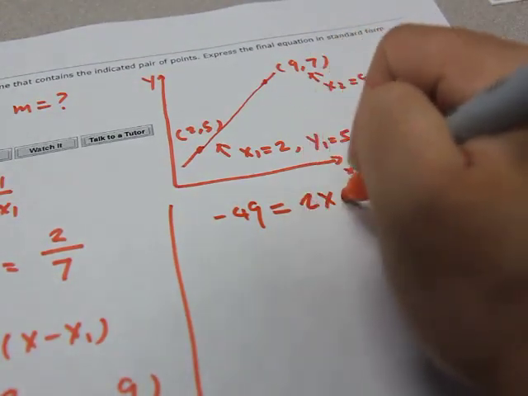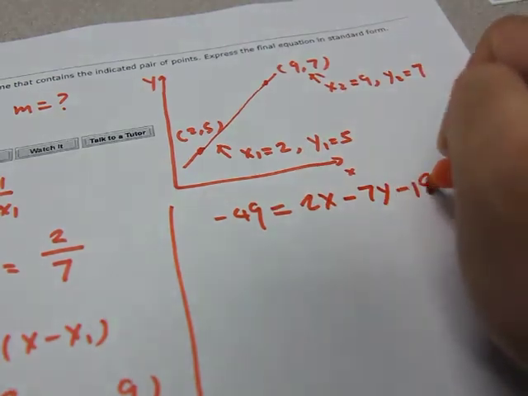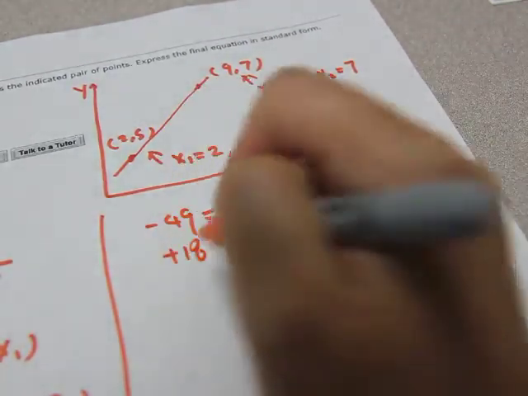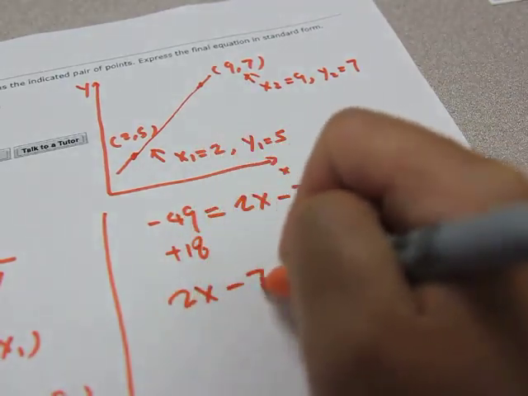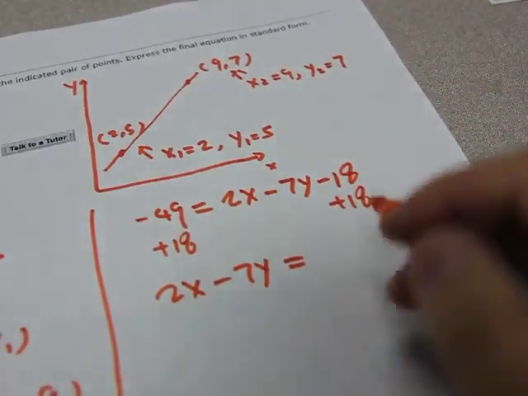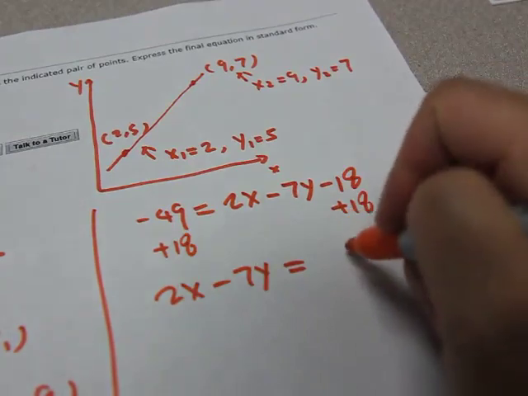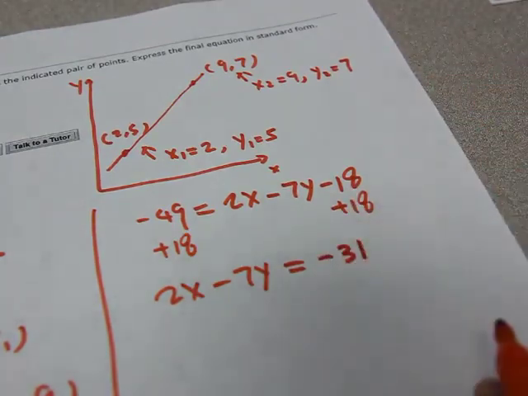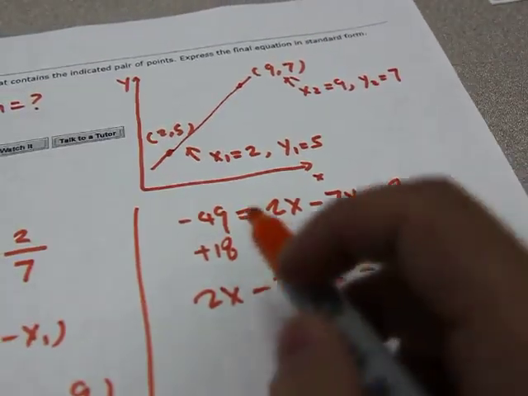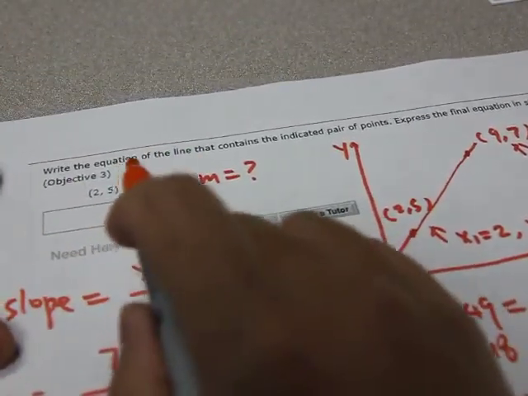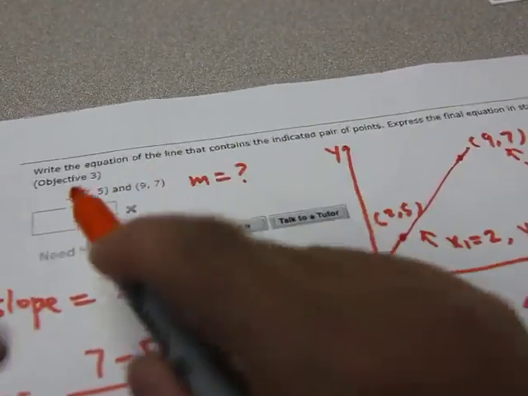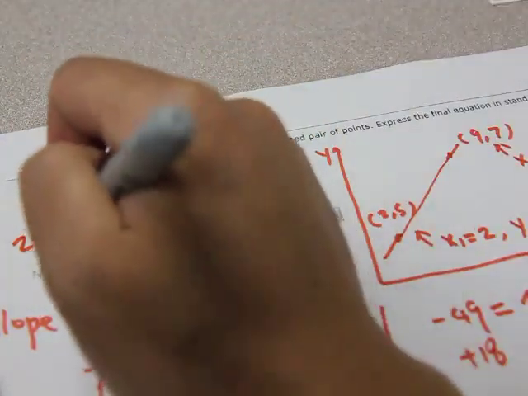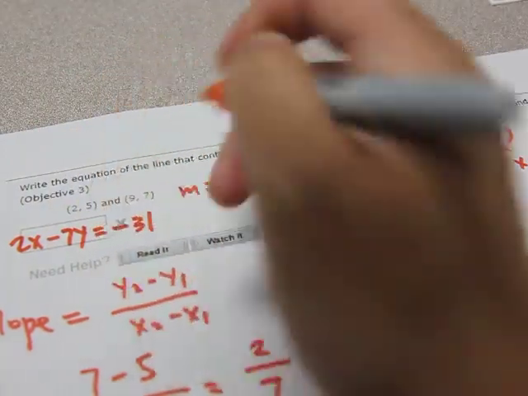So we have 2x minus 7y minus 18, and then we add 18 on both sides. So we have 2x minus 7y equals negative 31. Okay. So when we convert the equation into the standard form, the answer is 2x minus 7y equals negative 31.